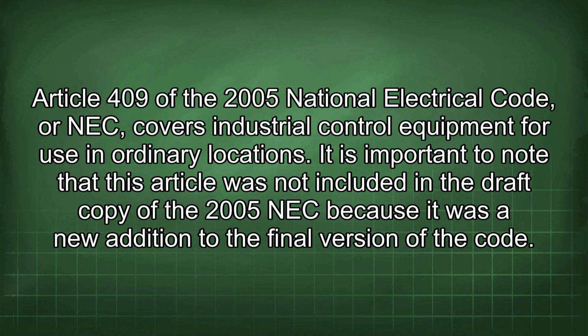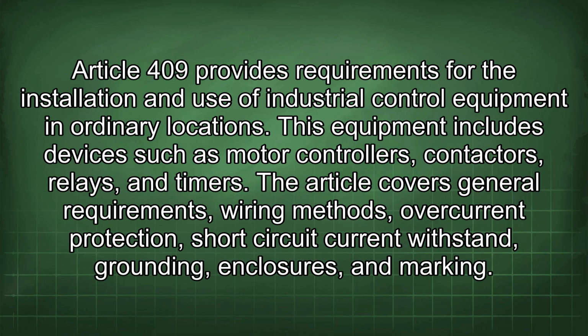Article 409 of the 2005 National Electrical Code, NEC, covers industrial control equipment for use in ordinary locations. It is important to note that this article was not included in the draft copy of the 2005 NEC because it was a new addition to the final version of the code. Article 409 provides requirements for the installation and use of industrial control equipment in ordinary locations.